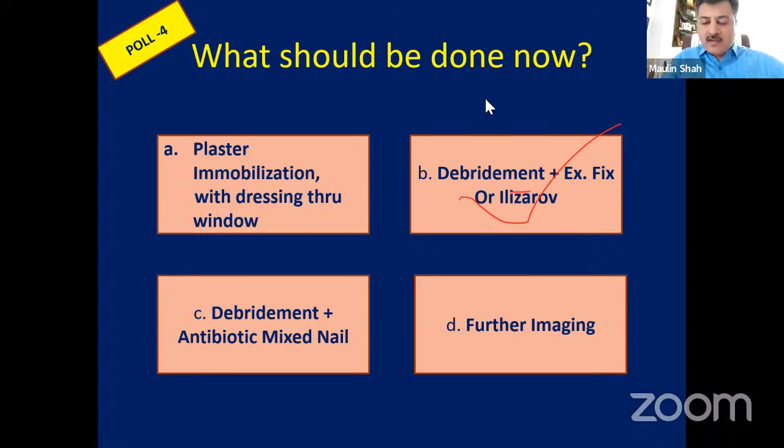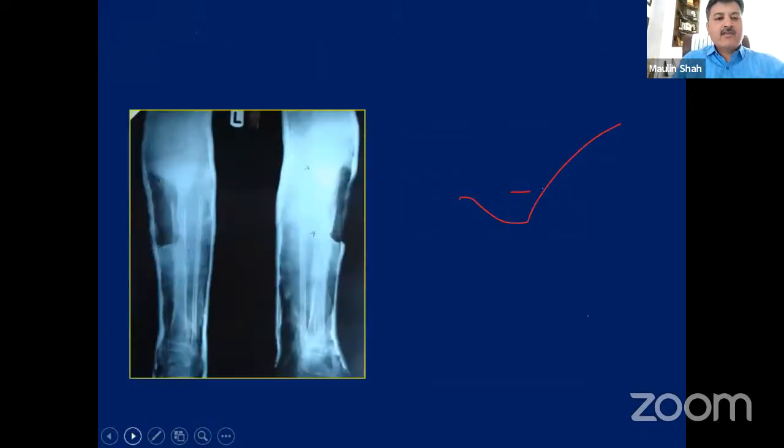One can also think of putting a spacer or something. But first of all, we need to see whether the underlying bone is completely devitalized or partially viable. But let's see what the treating doctor tried to do. He thought that this is a small child, so it will heal. So let me give plaster and we'll do dressing through the window. So this is what was done. He kept on doing dressings through the window.